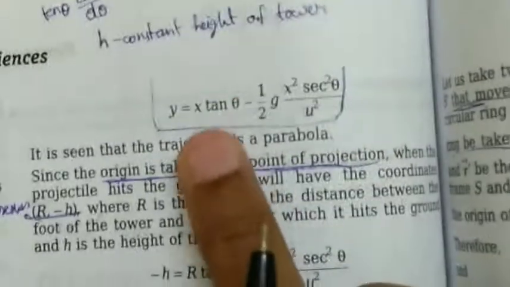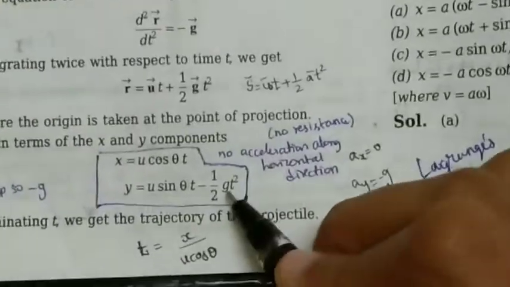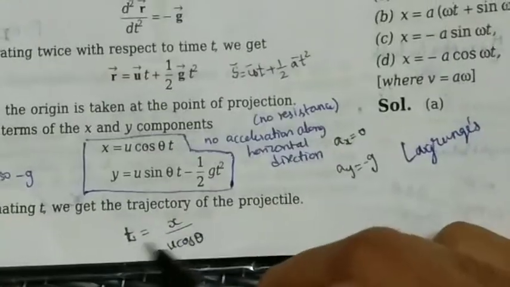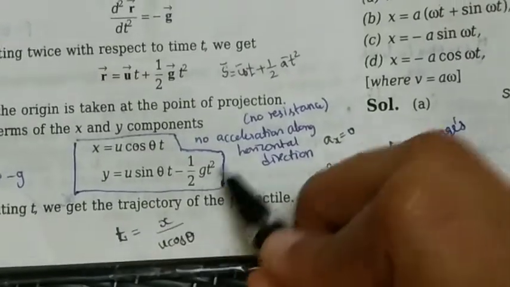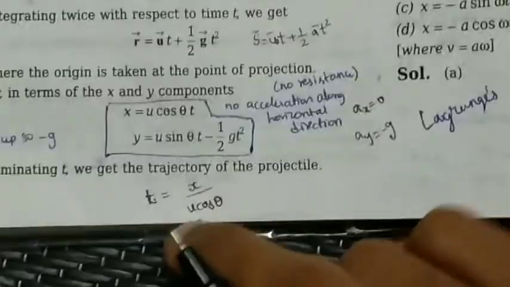Hence we are having x tan theta here. y is x tan theta. And next, half g t square, in the place of t, x by u cos theta. So x square by u square cos square theta.